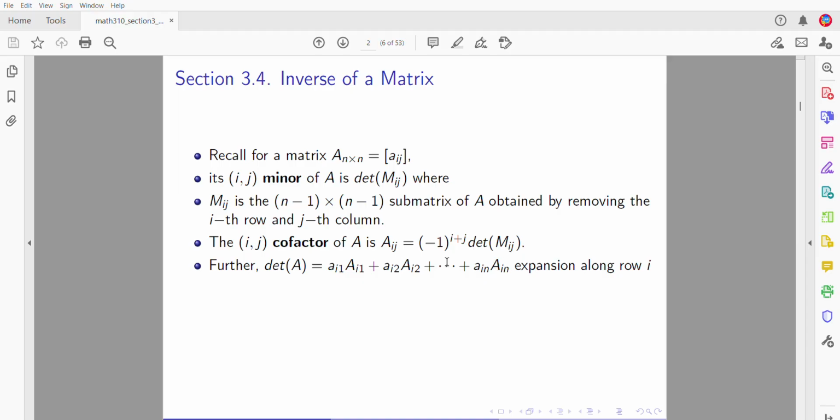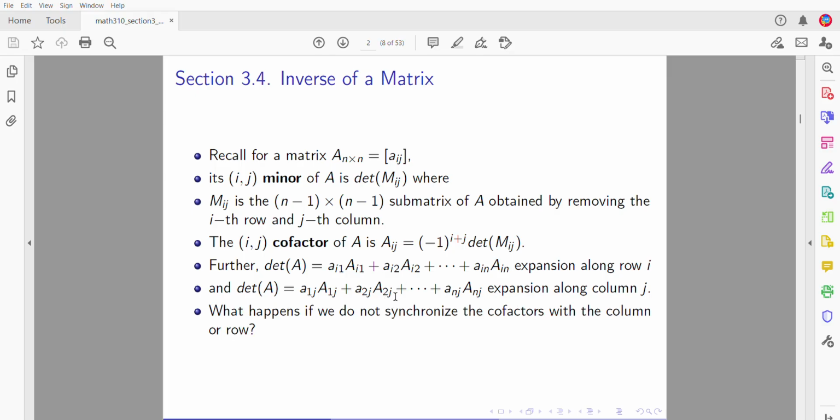Choose any row and you can expand along it, or you can choose any column, that is, fix the column j: a1j times its cofactor, a2j times its cofactor, all the way to anj times its cofactor. What happens if we do not synchronize the cofactors with the column or row? That is, suppose I choose row 2 but use expansion cofactors along row 1. What happens if I don't synchronize accurately?